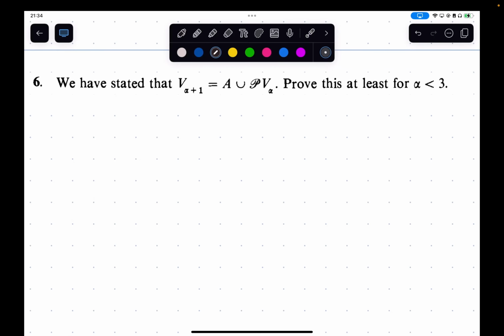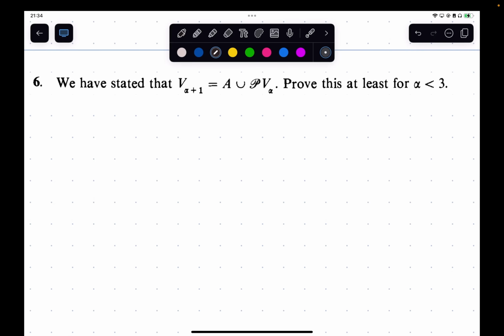Exercise 6. We have stated that V sub alpha plus 1 is equal to A union the power set of V sub alpha. Prove this at least for alpha less than 3. Right, so doing this for alpha less than 3 is a straightforward thing to do.